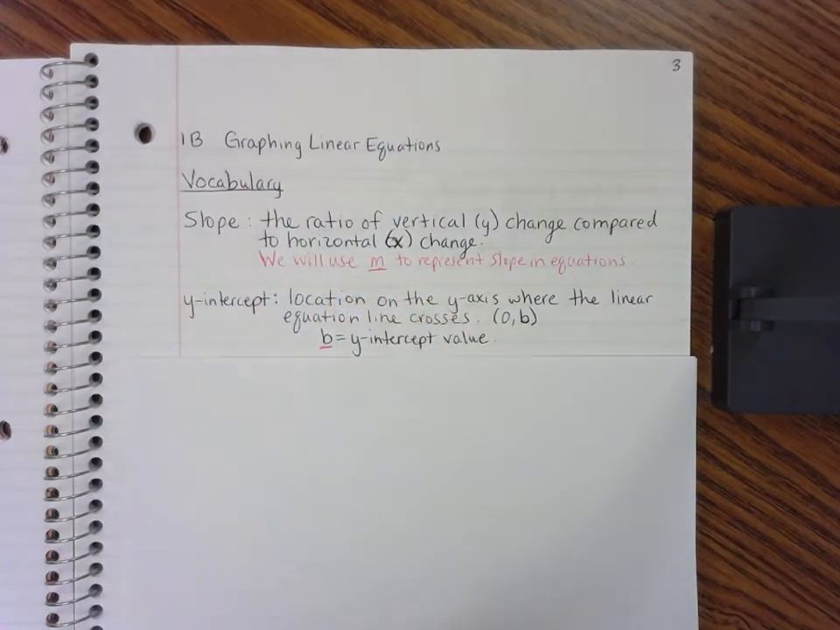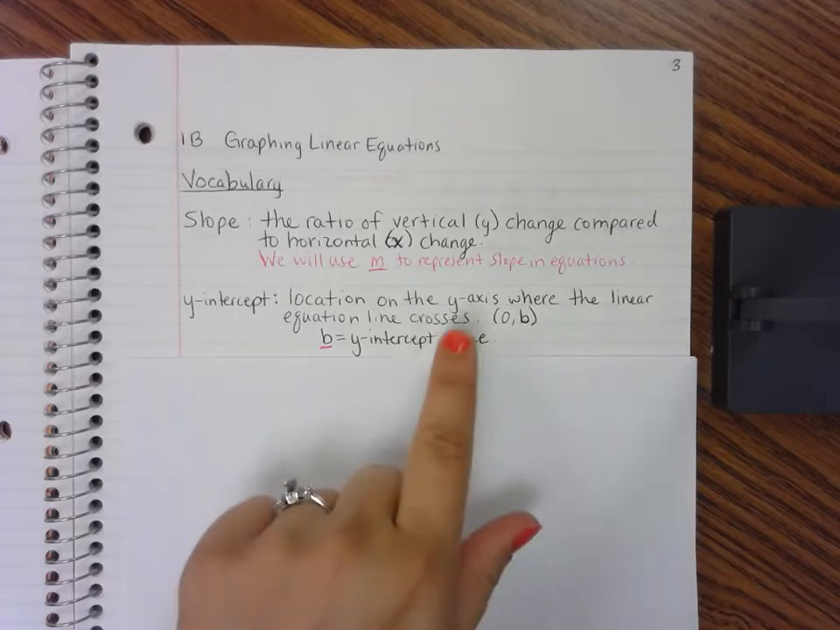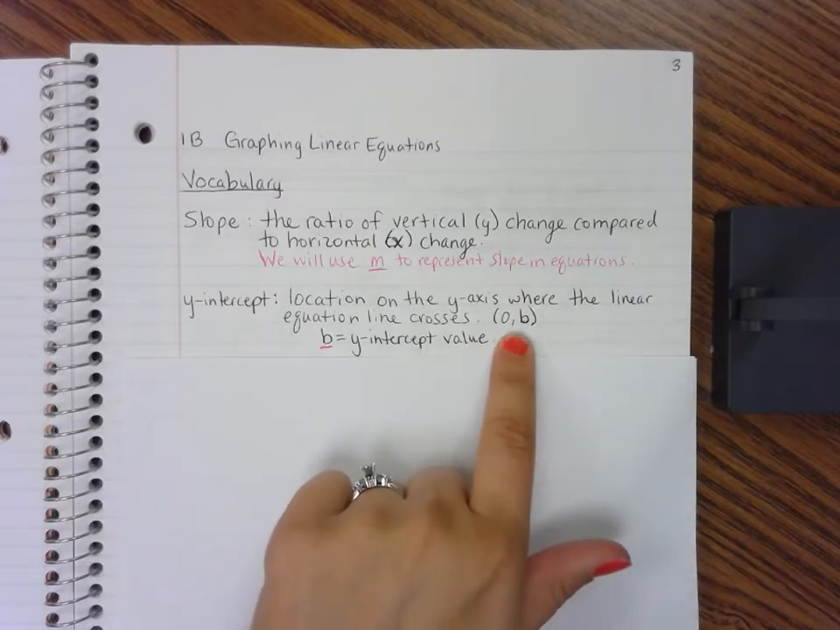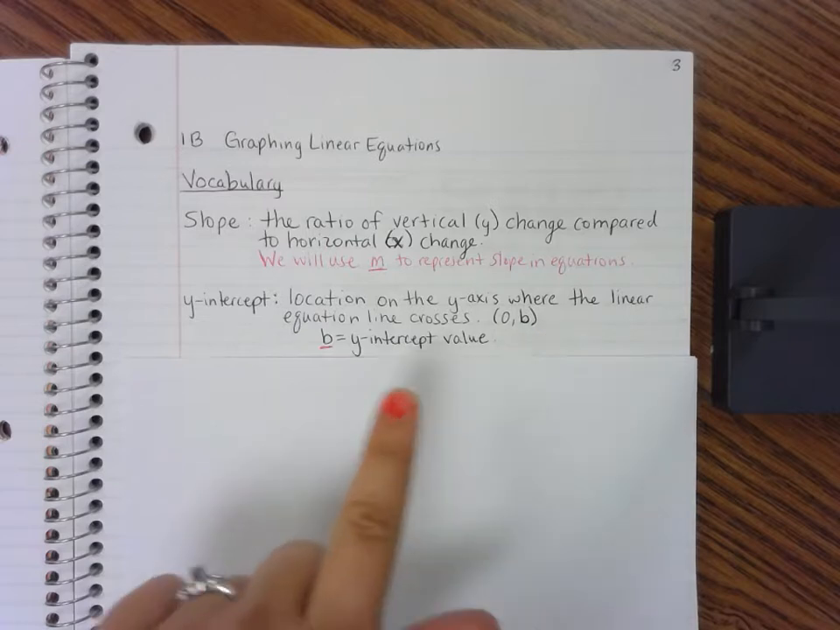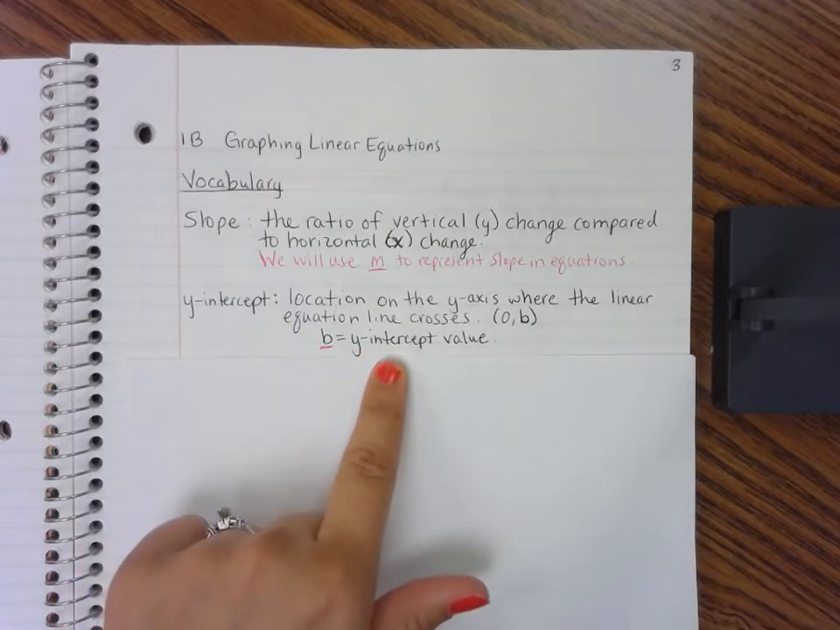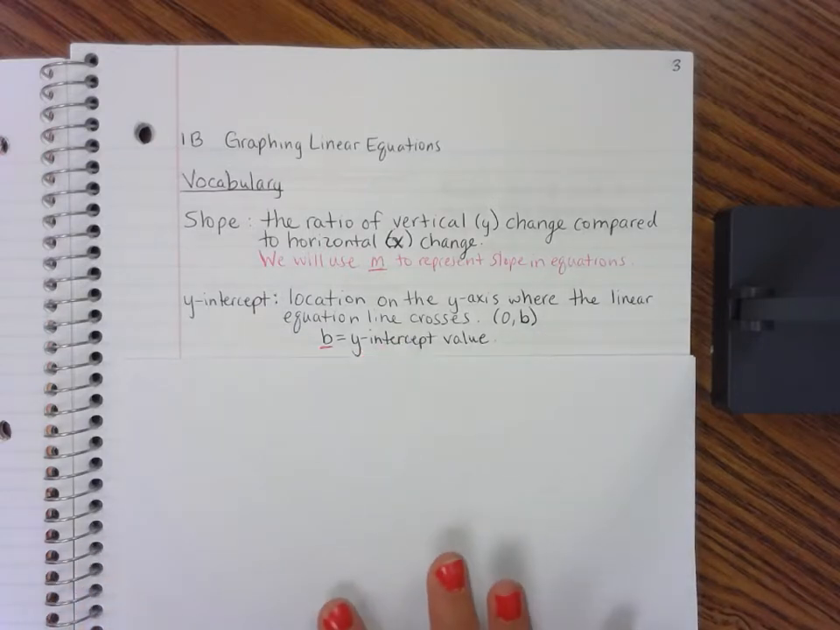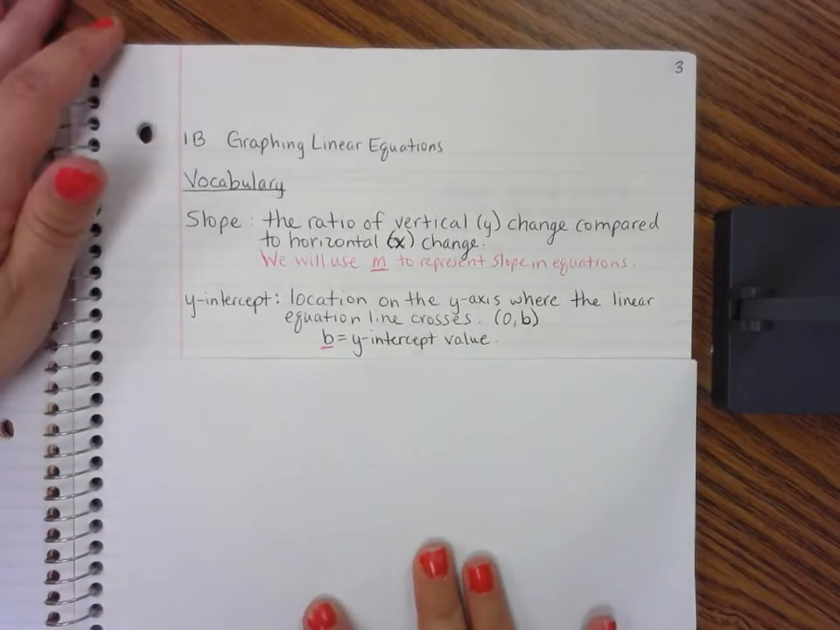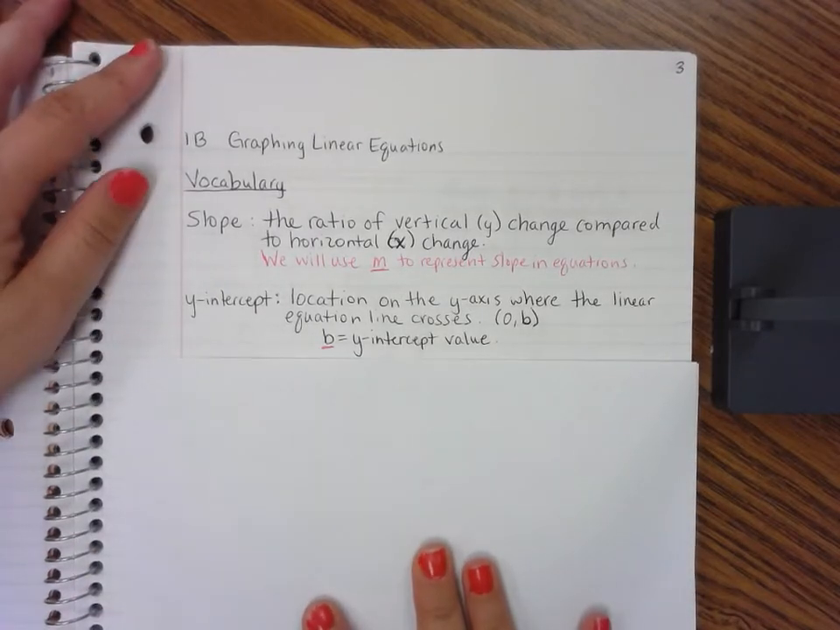Our second vocabulary word is y-intercept. That is the location on the y-axis where the line crosses. We're going to label that as point (0, b). B is going to be our y-intercept value. Now there are a couple of equations we need to remember. You're going to get this handout and you need to glue it into your notebook.